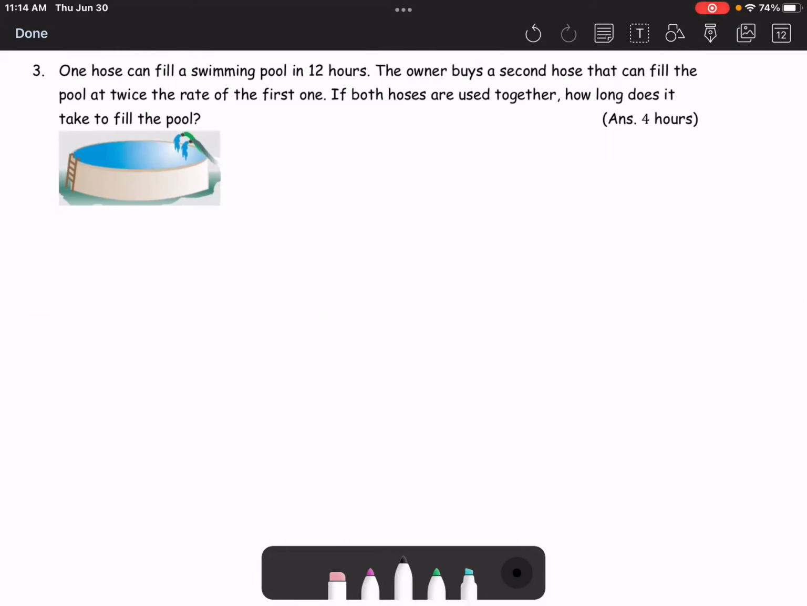In this example, one hose can fill a swimming pool in 12 hours. The owner buys a second hose that can fill the pool at twice the rate of the first one. If both hoses are used together, how long does it take to fill the pool? Let's make a list of the given information. For the first hose, it takes 12 hours to fill the pool, or one job done.